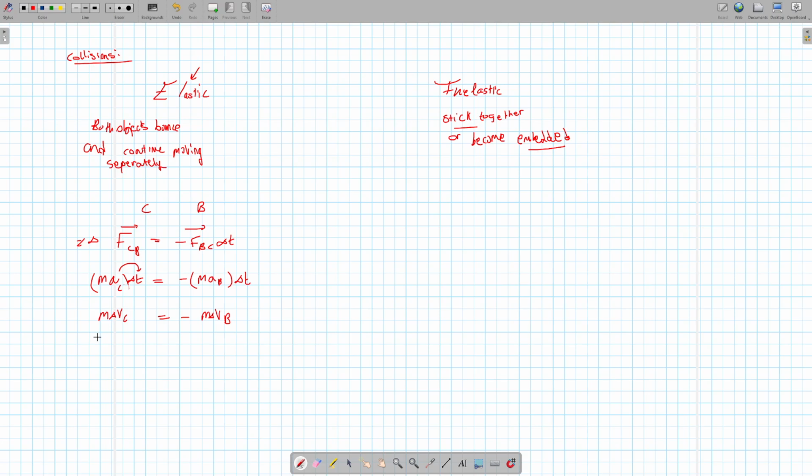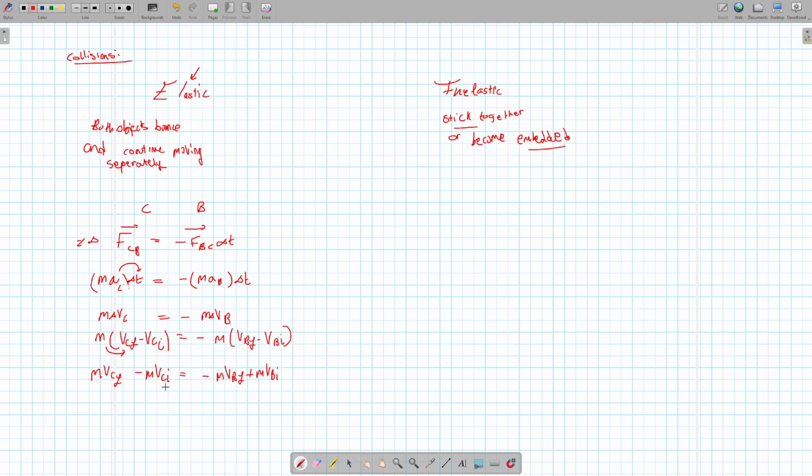Okay, so what does this mean? This is mass of C, this is mass of B. That doesn't matter. But you're going to get M delta VC. What does that mean? M (VC final minus VC initial) is equal to minus M (VB final minus VB initial). If you expand this, you get M VC final minus M VC initial is equal to minus M VB final plus M VB initial.